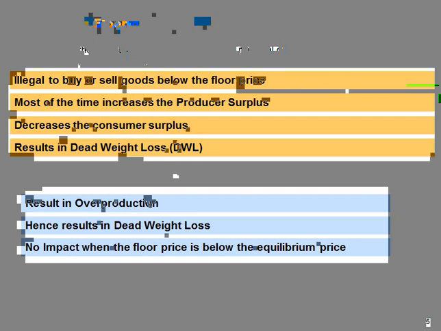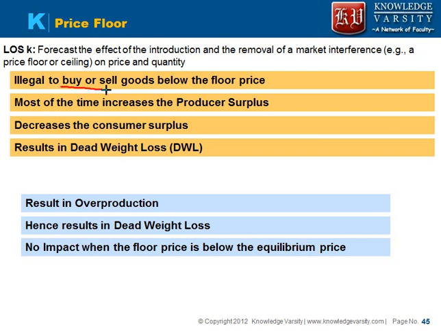In the price floor, what they are saying is it is illegal to buy or sell below the floor price. So you have a minimum price which is set by the government. You have to buy or sell above that price only. Most of the time it would result in an increase in producer surplus, but sometimes it can decrease the producer surplus also, but it definitely decreases the consumer surplus. Why? Because the consumer is paying more. It's a minimum support price, so he is being asked to pay more.